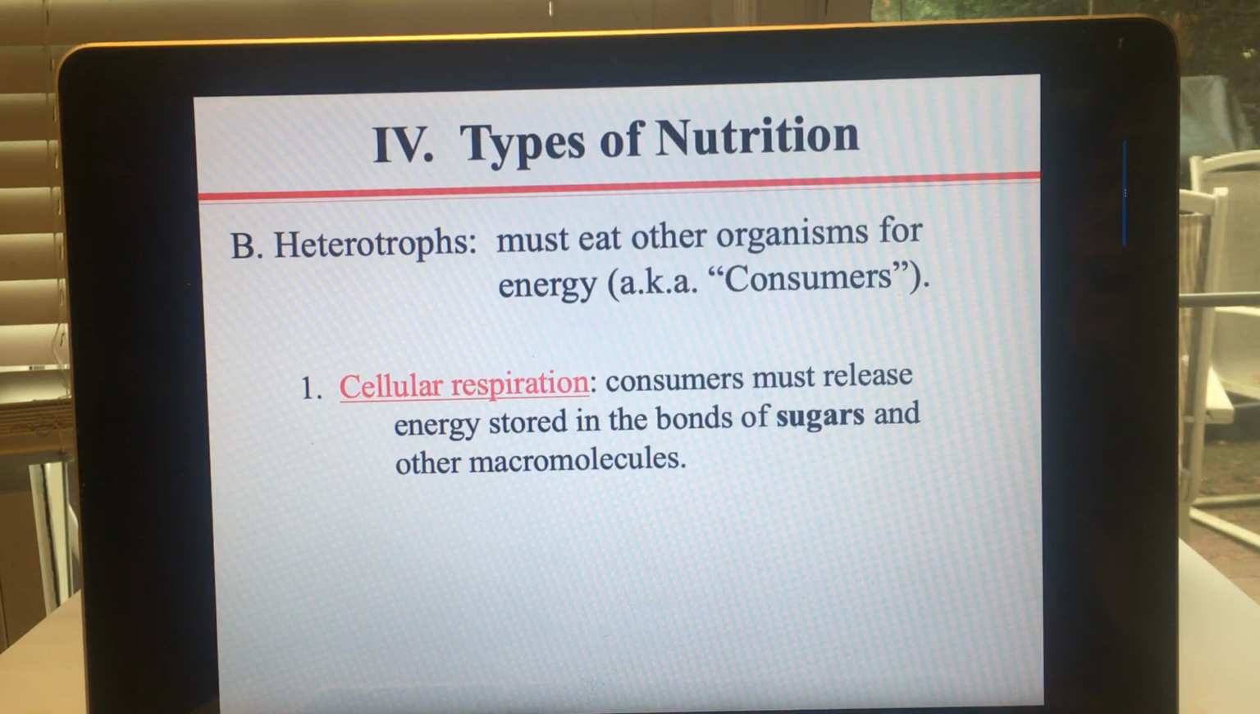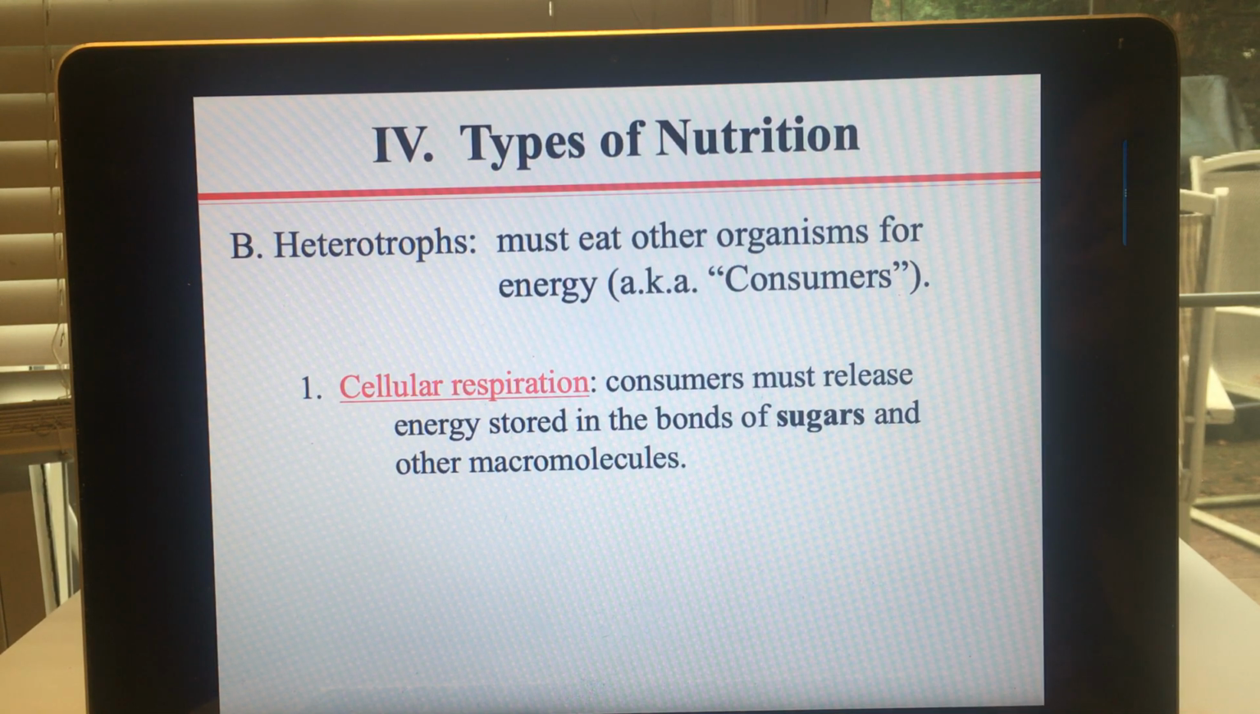Heterotrophs have to eat other organisms to get energy. Hetero means other, trophic means feeding. So they feed off of other organisms. And we refer to all heterotrophs as consumers.